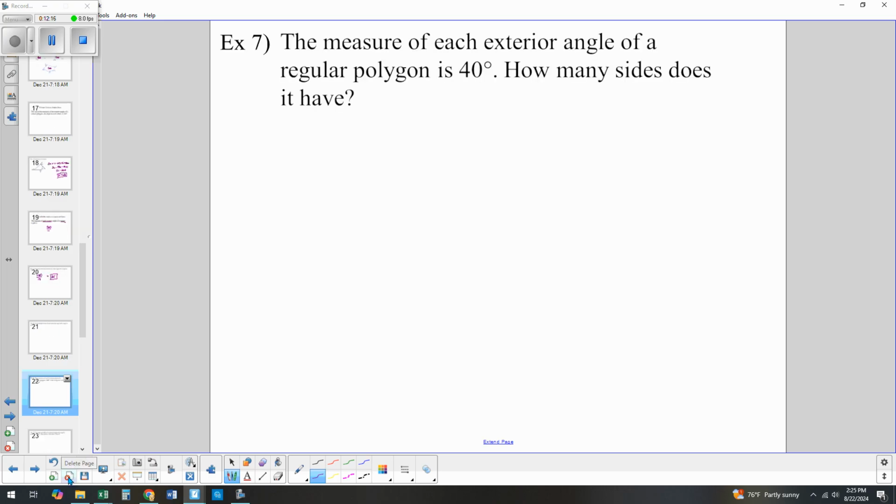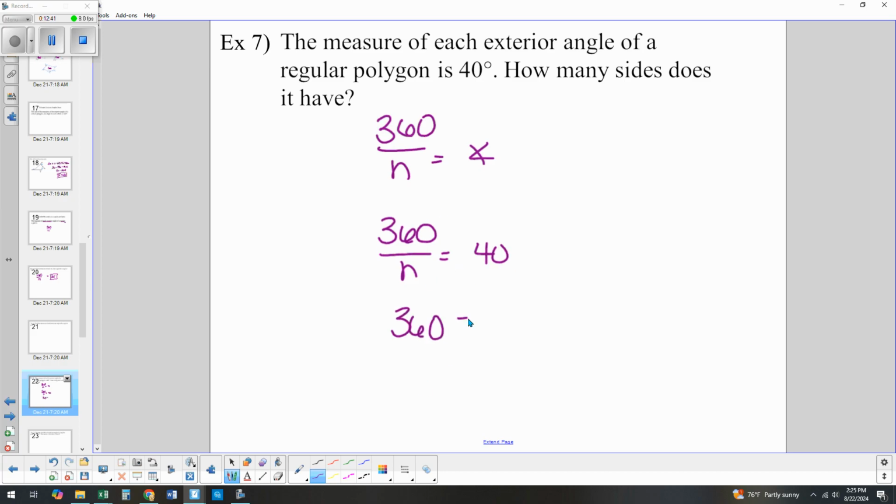Here we have the measure of each exterior angle of a regular polygon is 40 degrees. How many sides does it have? So this is similar to what we had to do where we had to find the number of sides given each interior angle. So just like that, we're going to take the formula for each exterior angle and set it equal to the angle. So this is going to be 360 over n equals 40. So basically, 360 equals 40n. Divide by 40, n is 9. So this would be a nonagon.